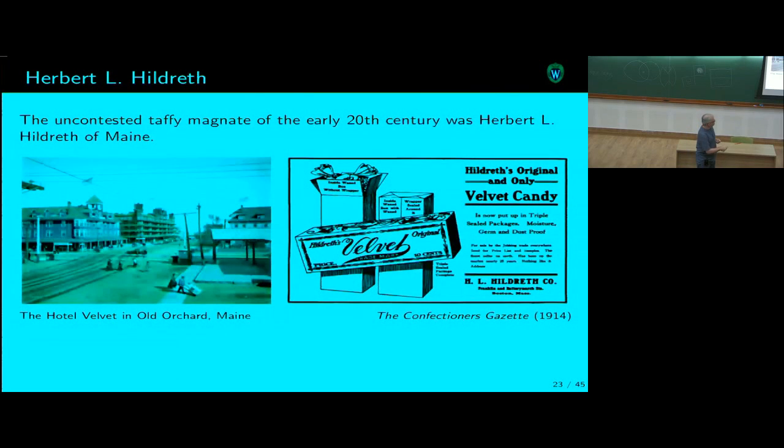How many of you have looked at the Confectioner's Gazette? Thank God for Google.